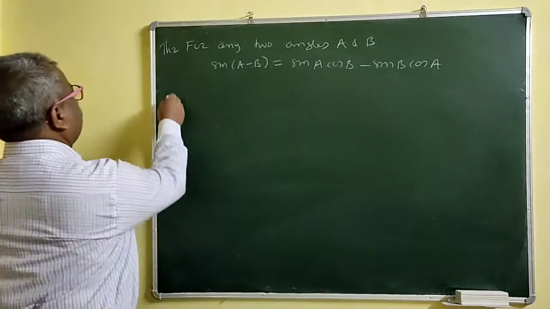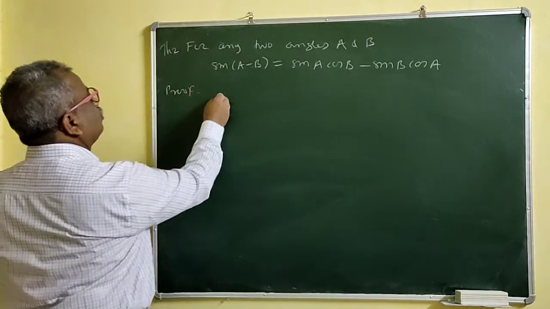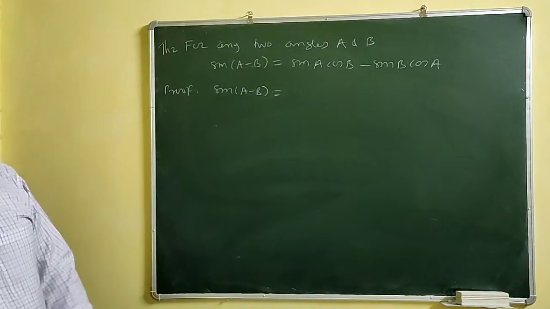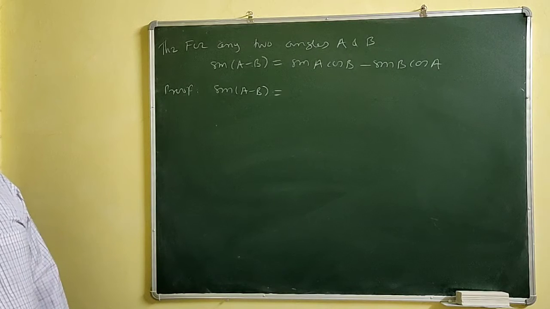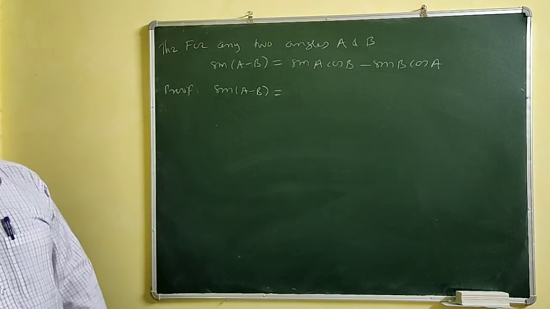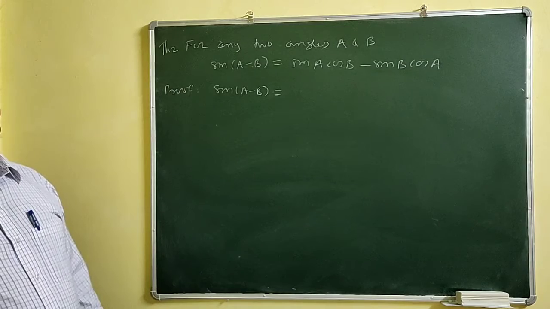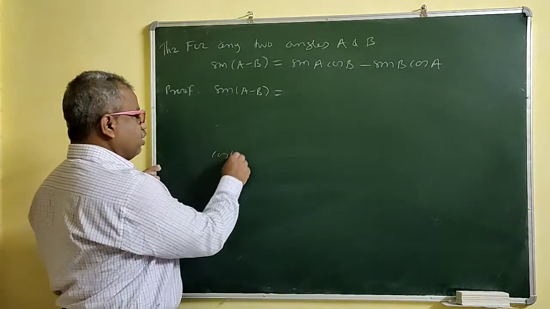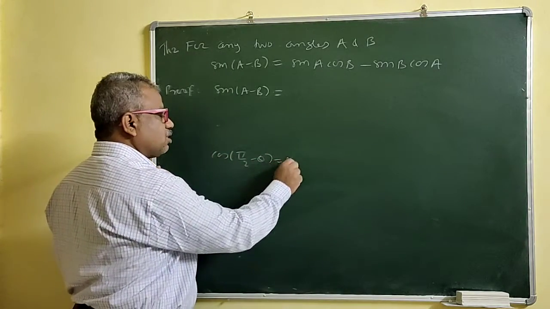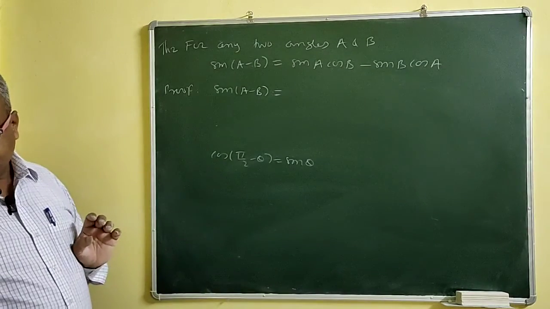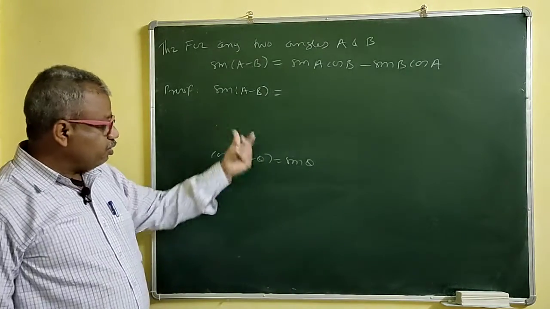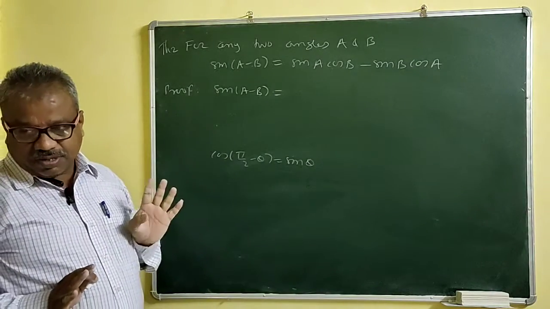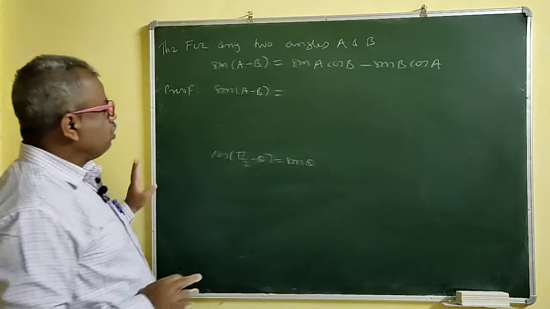Okay, so we have to prove this. Prove sin of A minus B. But we don't know the formula for sin of A minus B. So sin theta is the same as cos of pi by 2 minus theta. Here your theta is A minus B. So write it down, because we don't know the formula for sin of A minus B.